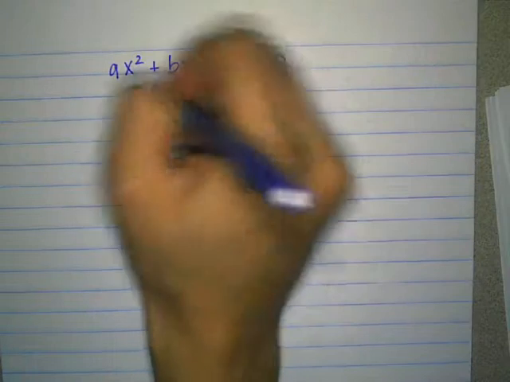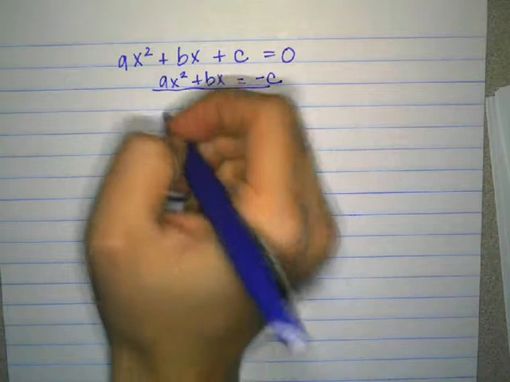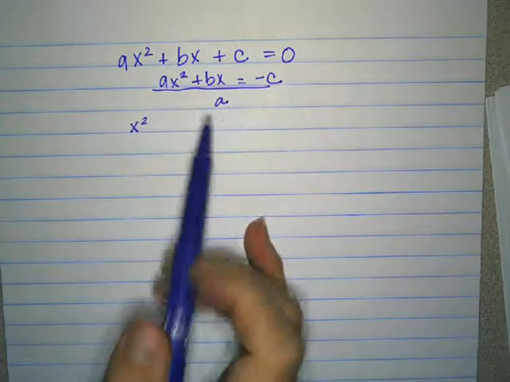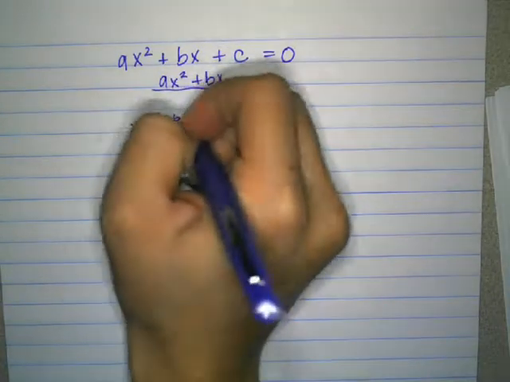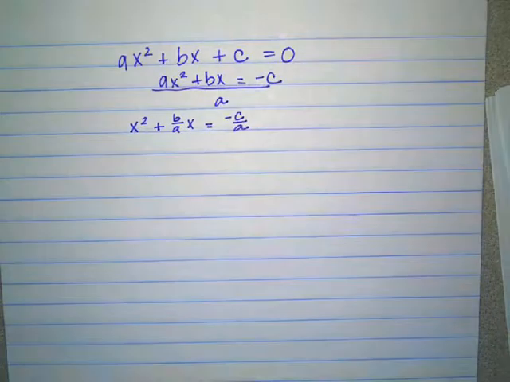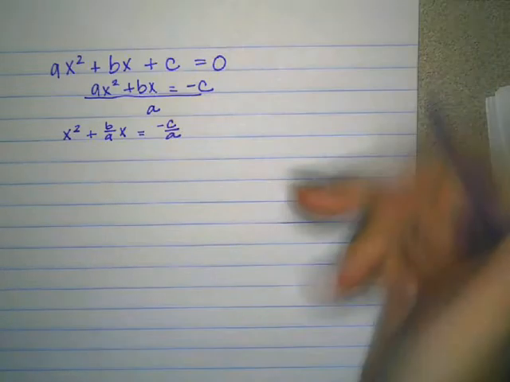Okay. When I divide by a, you get x squared as your first term, right? Then b over a x equals negative c over a. Are we okay there so far? Okay. Then your next step normally would be to take half of b, square it, and add it to both sides.